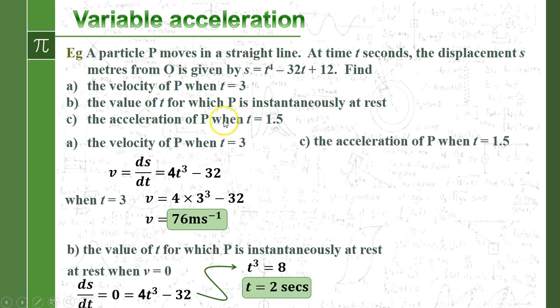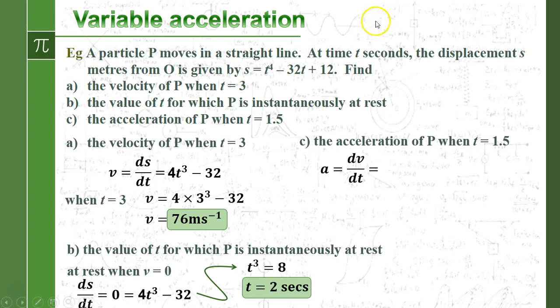And then part C, let's find the acceleration. So acceleration, if I know velocity, is where it's gone, this one here. Velocity is 4t cubed minus 32. I'm going to differentiate that again. Acceleration being dv/dt, or if you prefer the second differential of displacement, d squared s over dt squared.